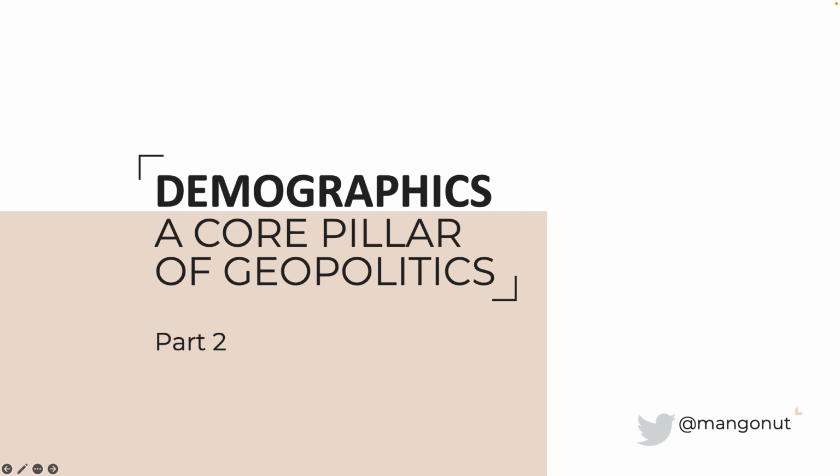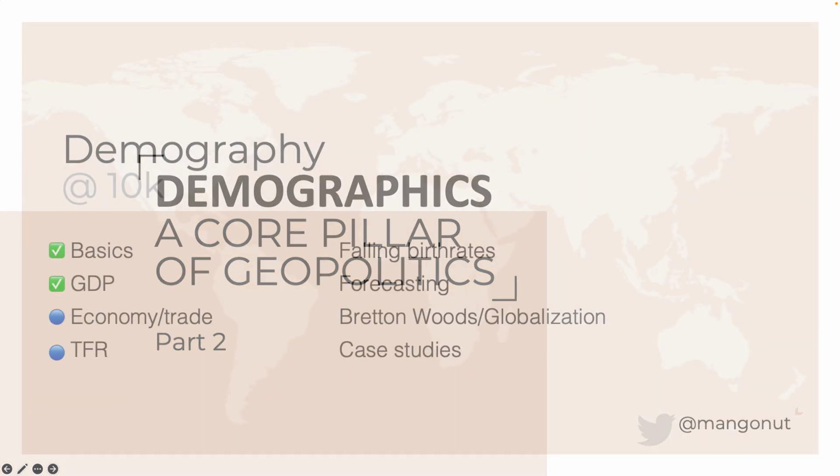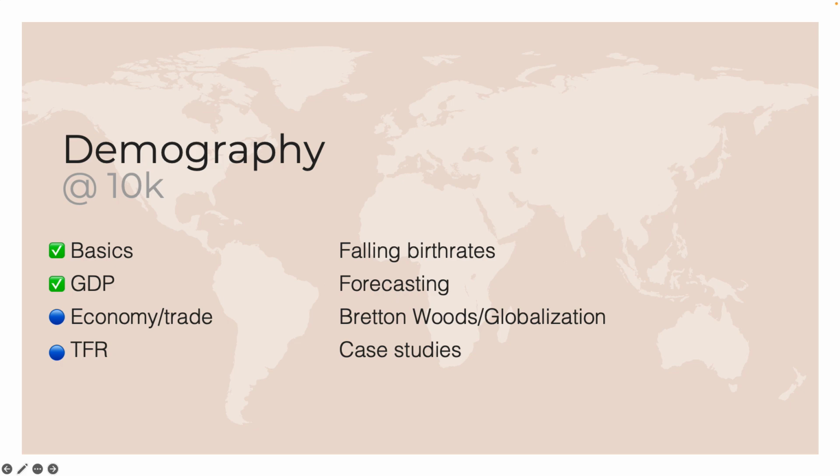This is the second of a multi-part series where we're going to talk about demographics and how it impacts geopolitics. In part 1, we focus on the basics and how demographics impacts GDP. In part 2, we will continue on expanding those basics and building theoretical knowledge. We'll look at trade and a country's total fertility rate, or TFR. Then we'll start looking at examples.